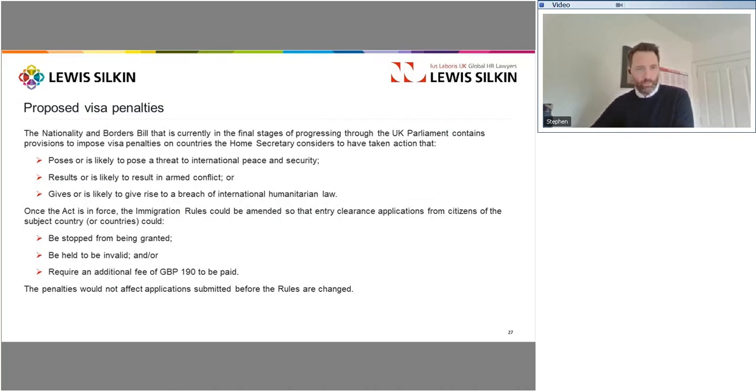Once the Act is in force, if approved, the immigration rules could be amended so that entry clearance applications from citizens of the subject country or countries could be stopped from being granted, be held to be invalid, and/or require an additional fee to be paid. The penalties will not affect applications submitted before the rules are changed. The government has said that it could apply these powers, if approved, to Russia. It seems to be very flexible because there will be scope for different penalty provisions for different purposes and also capacity for exemptions and exceptions.